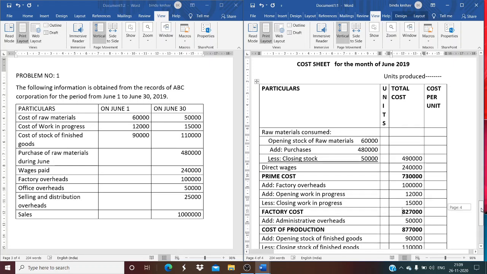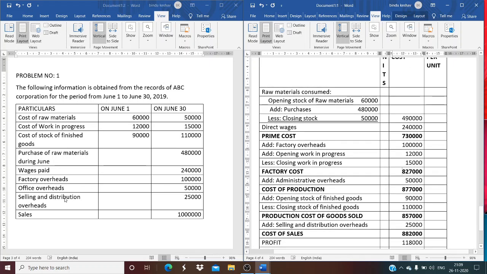Now, to the factory cost, we add the administrative overheads, or the office overheads, 50,000. It means all the indirect material cost, indirect labor cost, and indirect expenses incurred in the office for the general management as well as administration. So it is rupees 50,000. We add that, we get cost of production 8,77,000.